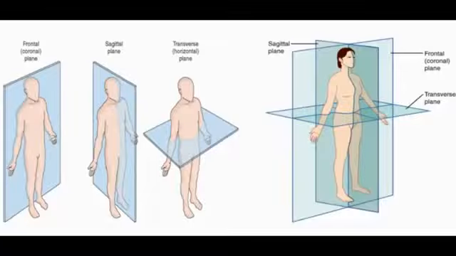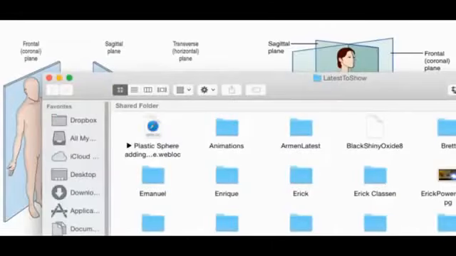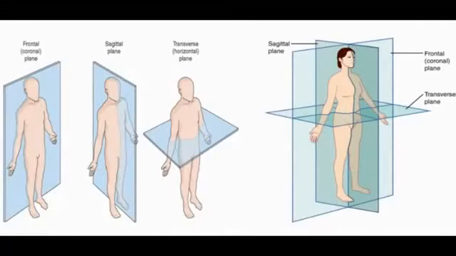Yeah, no problem. So with that slide, I want to remind you how we separate the human body into different planes. We have the frontal plane, which separates the body into front and back. We have the sagittal plane, which separates the body into left and right. And we have the horizontal plane, which separates the body into top and bottom. We also have additional planes, but these are the main three planes of our body.